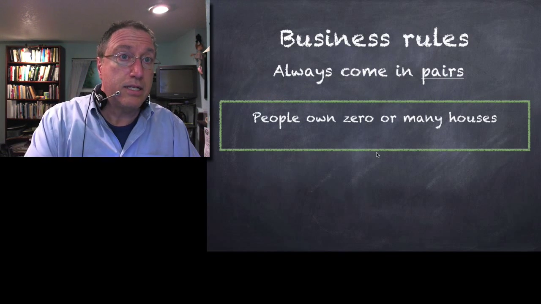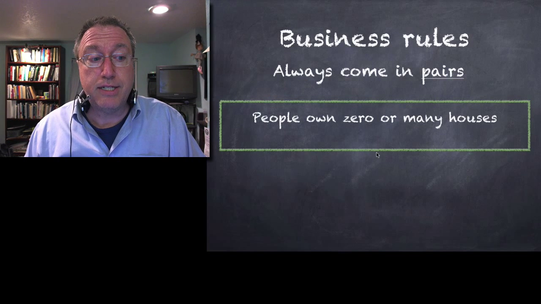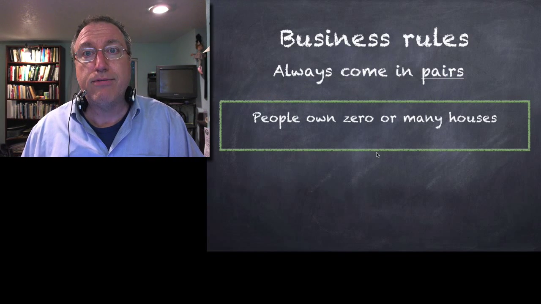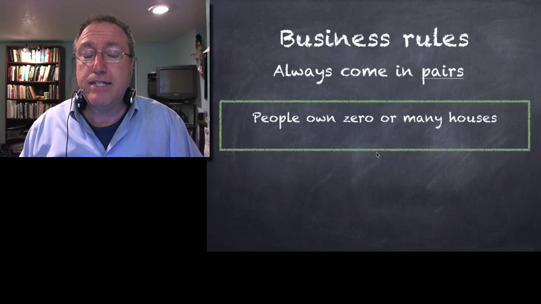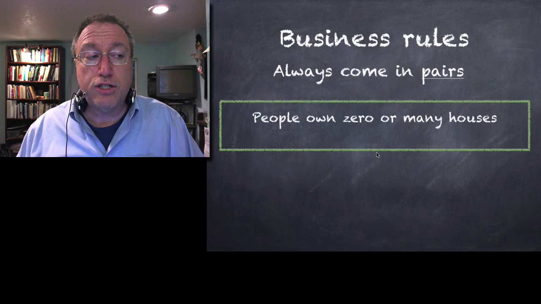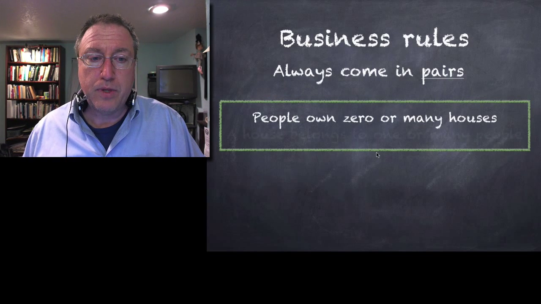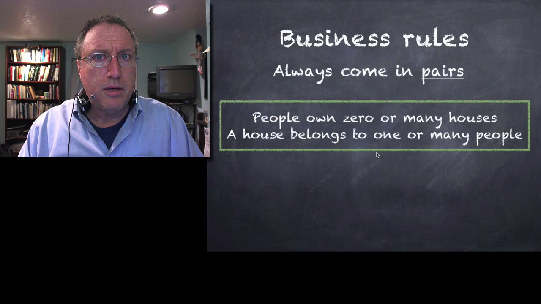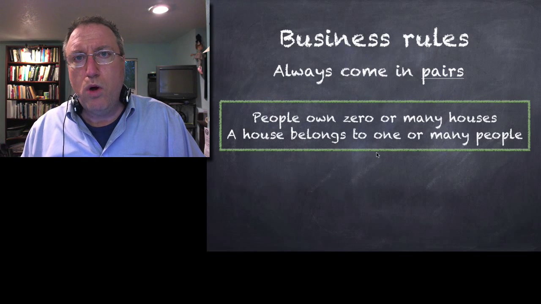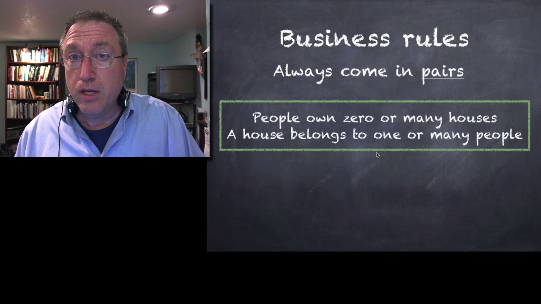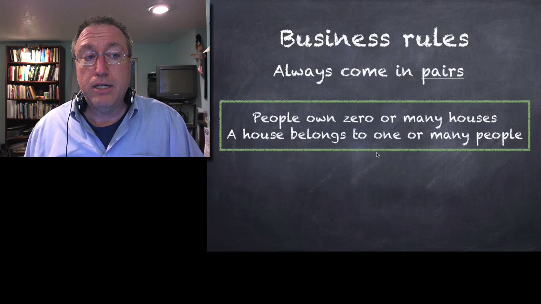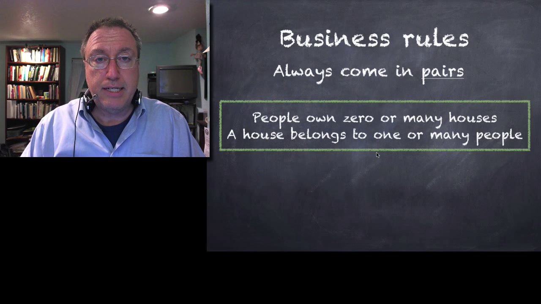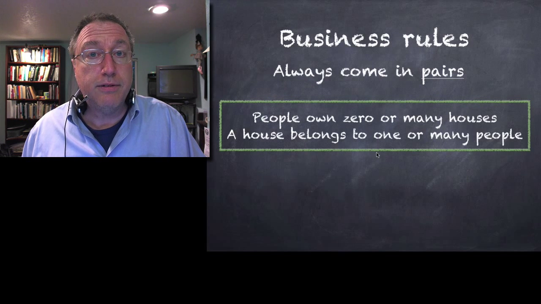There's always 2 sides to every relationship, as every psychologist and every daytime television talk show host would tell you. Relationships are a two-way street. So let's look at it from the other direction. A house belongs to one or many people. One person can buy a house, or sometimes it's 2 people in a marriage. A married couple buys a house, or just friends. Or sometimes people get together and buy a house in a collective.